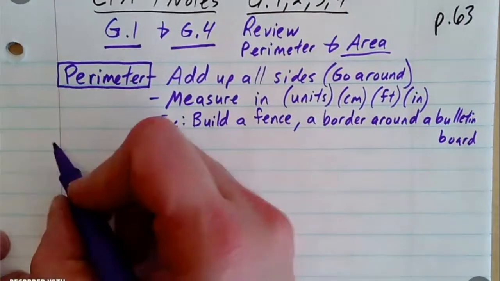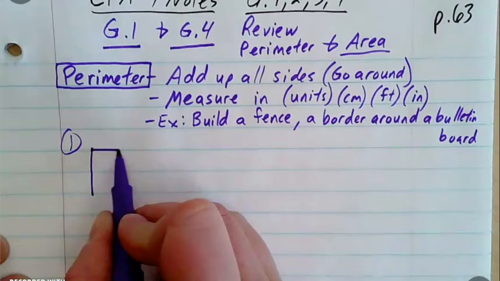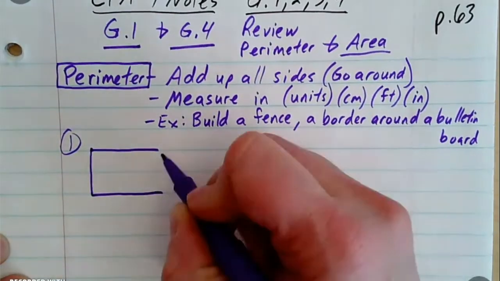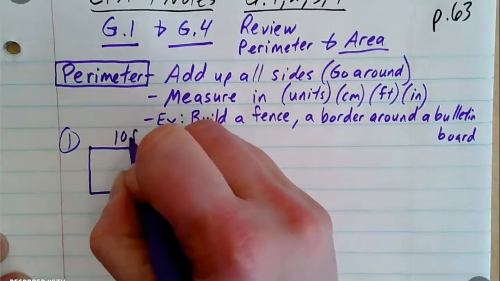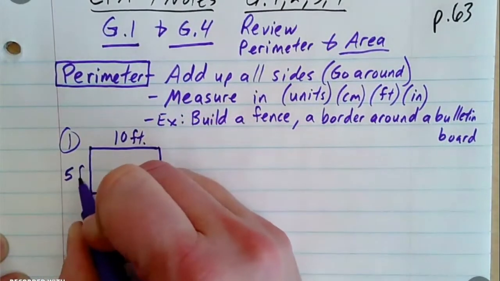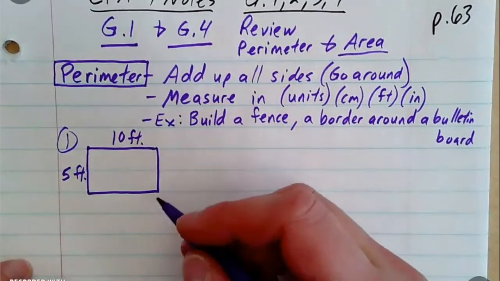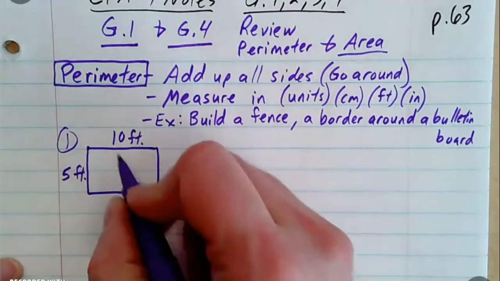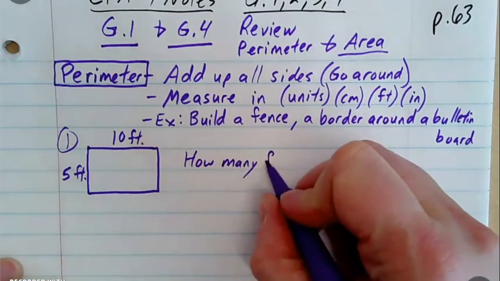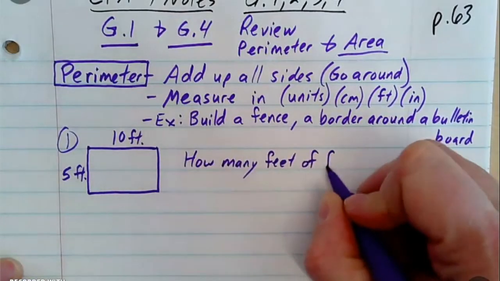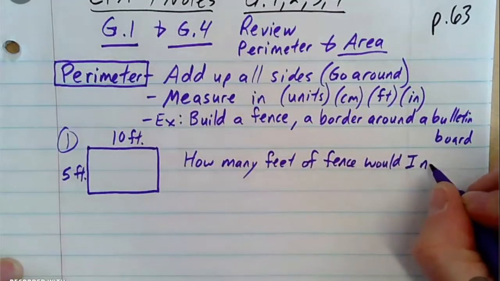The first example that I want to give you in here, and I'm going to trace this down too, and then trace the blue lines over, looks something like this. And in purple, I'm going to tell you the top is 10 feet and the left is 5 feet. That's all I'm going to give you for this particular problem. The question is going to say, how many feet of fence would I need here?